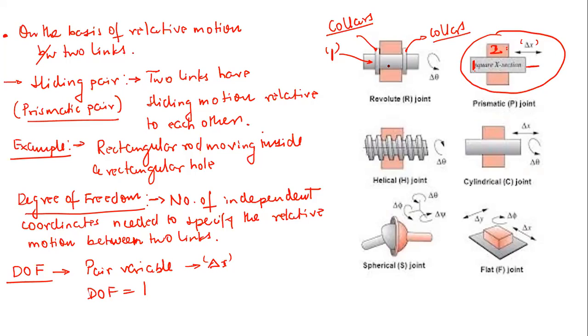Now this collared shaft is situated inside a bearing. Let us call this link 2, and this is your bearing, and this is your shaft. It's very easy to guess. Since this shaft is collared, the translatory motion will be restricted. The only motion allowed here is the rotary motion of this shaft, that is link 1, relative to link 2. Such a joint is called a revolute joint.